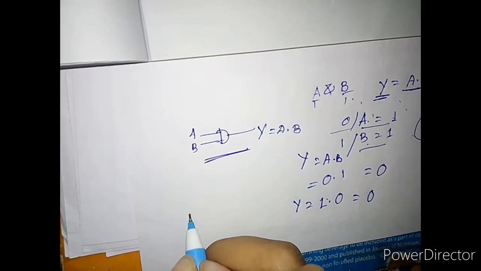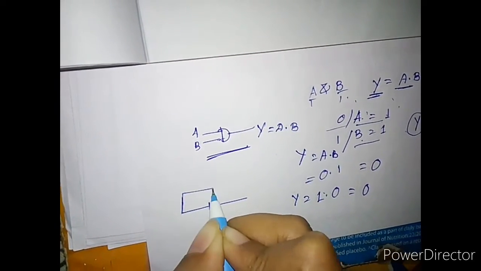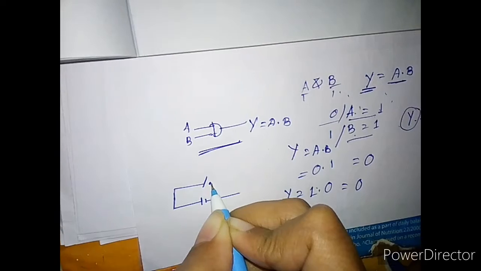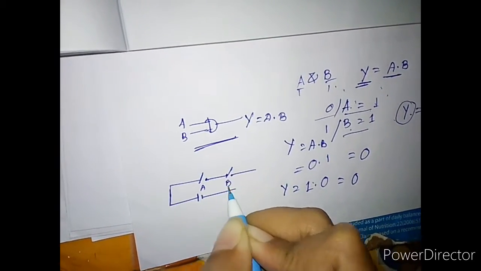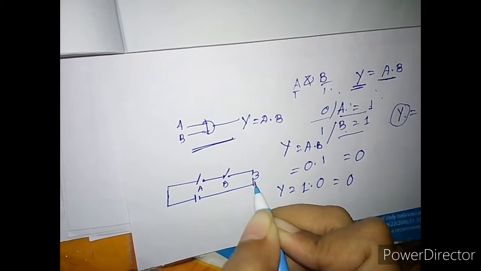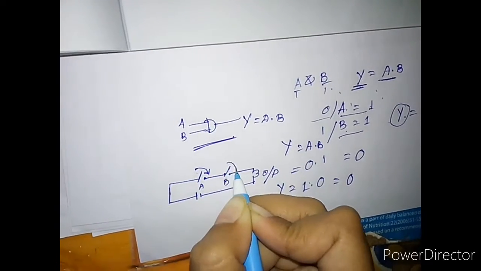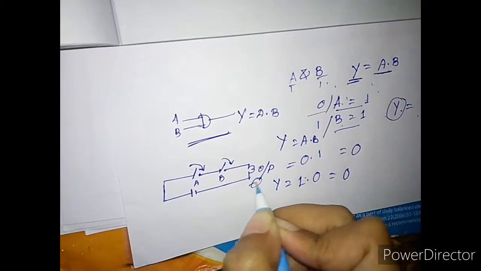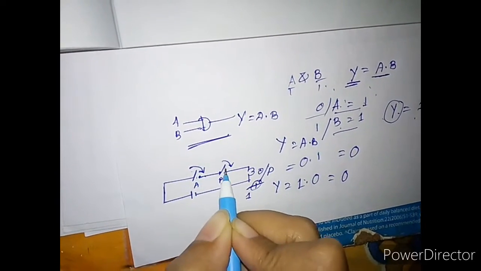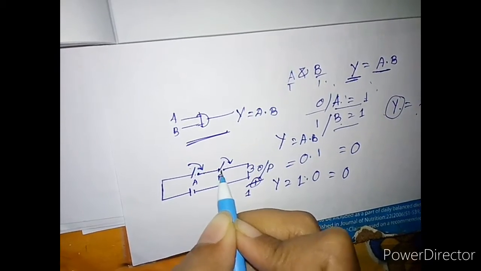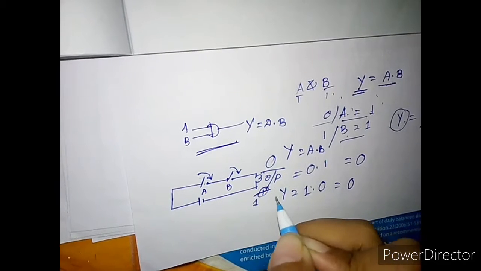Electrical equivalent circuit for the AND gate: if we assume A is one switch and B is another switch, and there is a light as the output. When both inputs are on or high, then the output is high. If any one of the inputs is off or low, then the output is 0 or off.